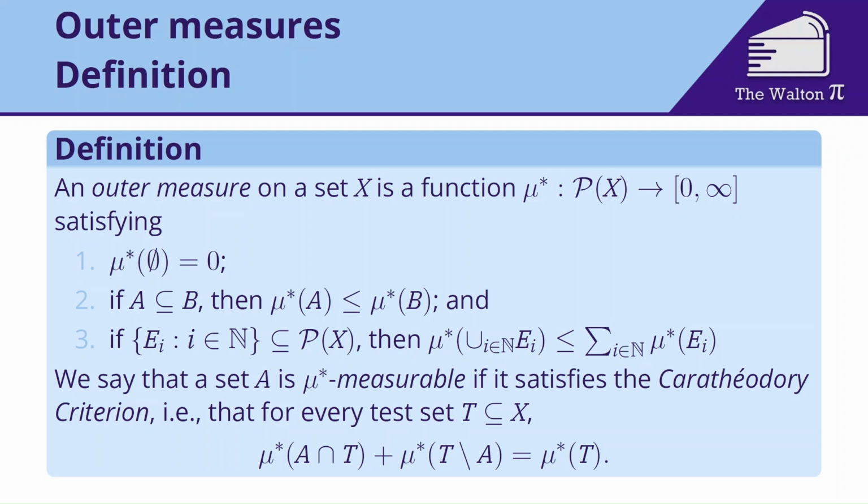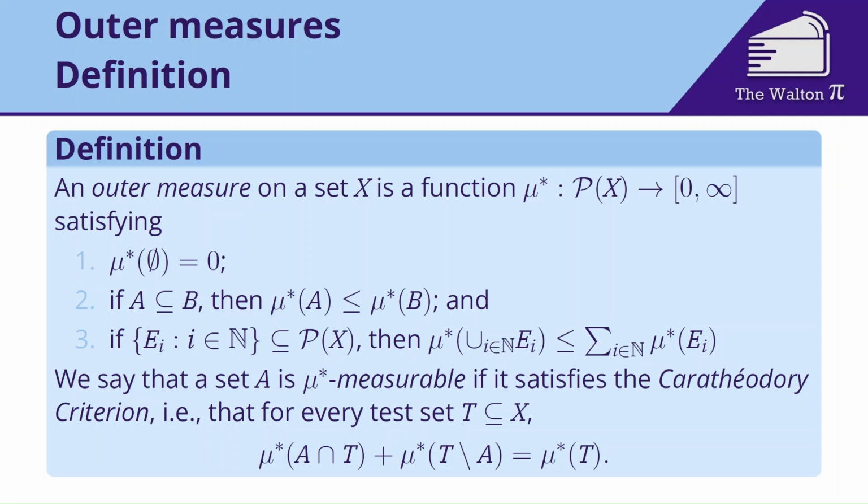So mu star of the empty set is 0. That just is a given if we're wanting to eventually turn this into a measure, which we are going to be able to do later. We need it to have smaller sets have a smaller measure. And then we also want it to say, if I take a union of countably many things, I want the outer measure of that to be less than or equal to the sum of their individual outer measures.